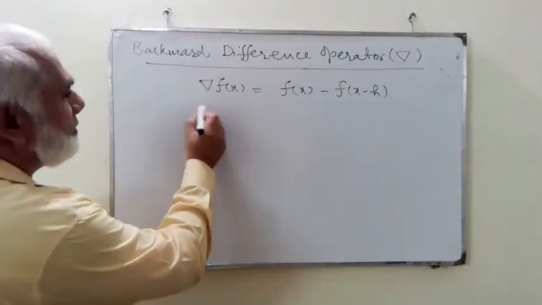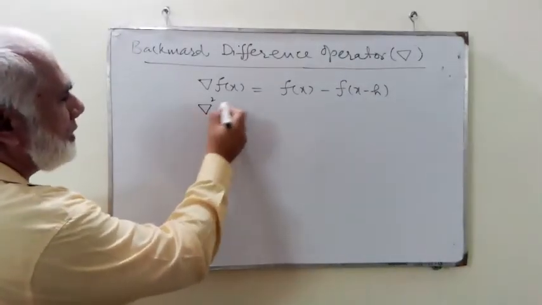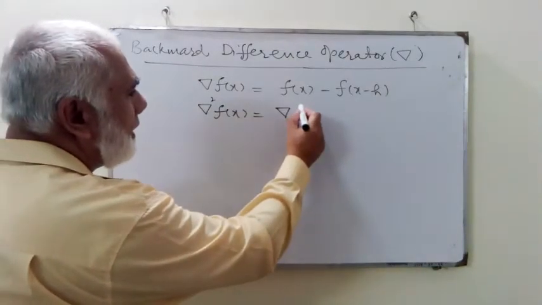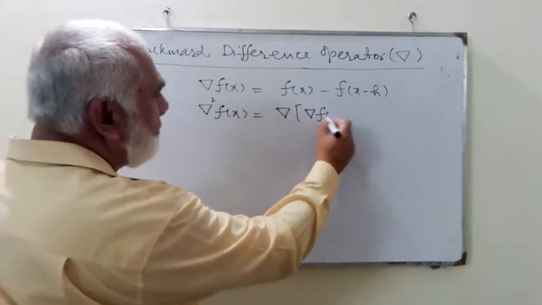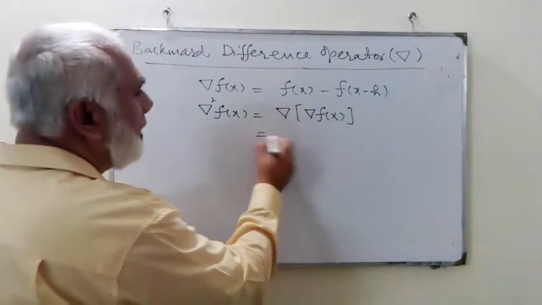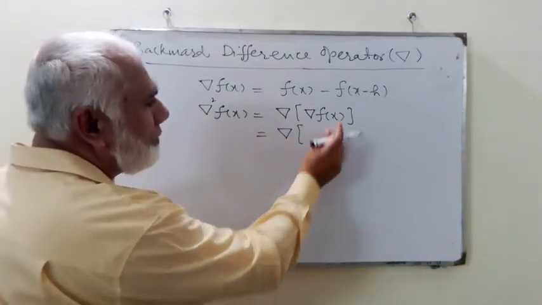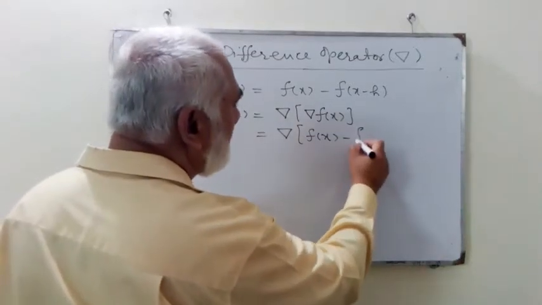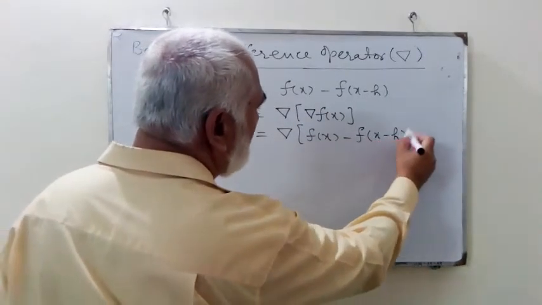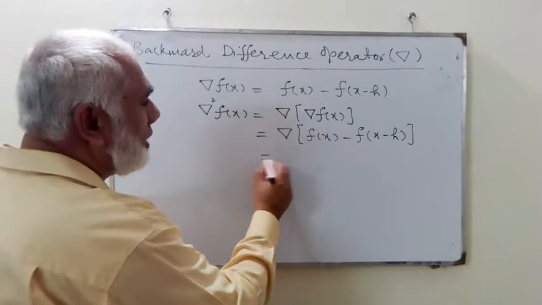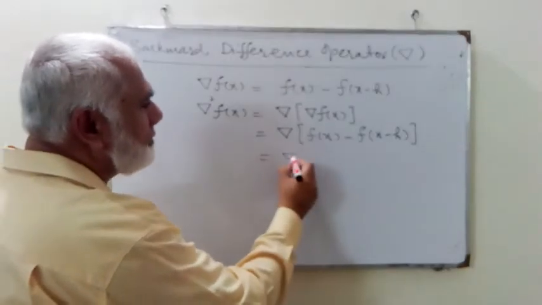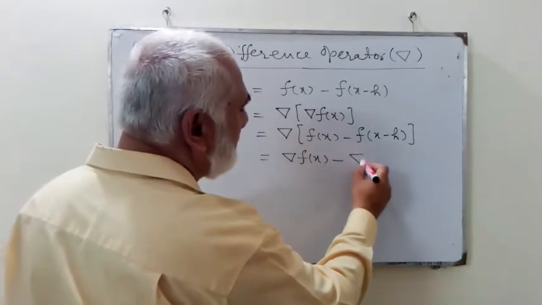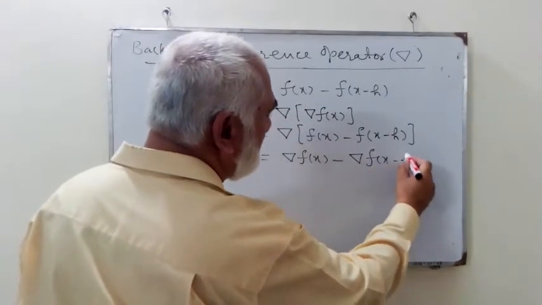If you apply it twice, as we have done in the previous case, the result can be written as nabla into nabla times f(x). On applying the definition of nabla once in the bracket gives you f(x) minus f(x minus h), and this nabla can now be distributed inside the bracket. It gives you nabla f(x) minus nabla f(x minus h).